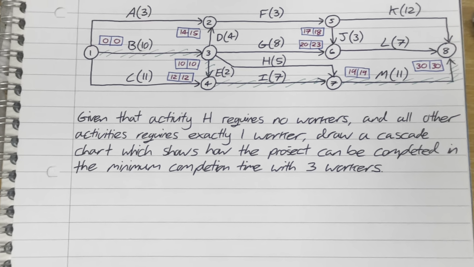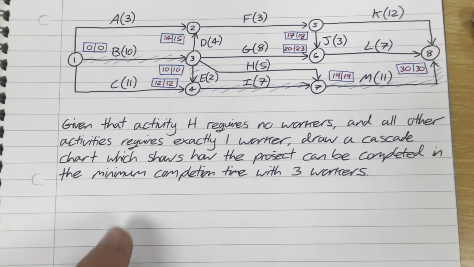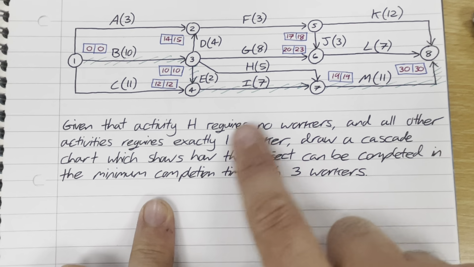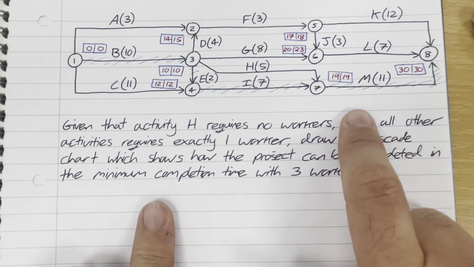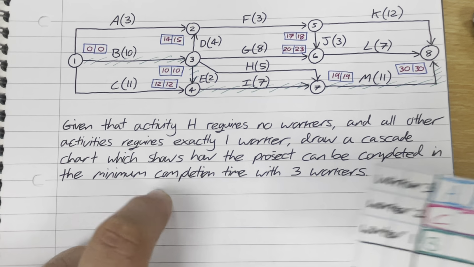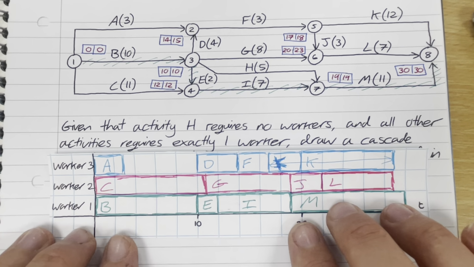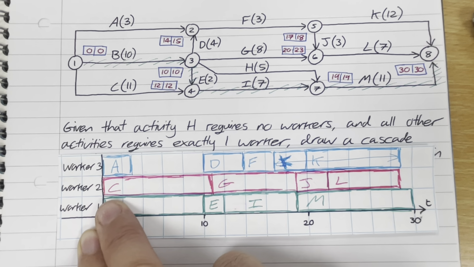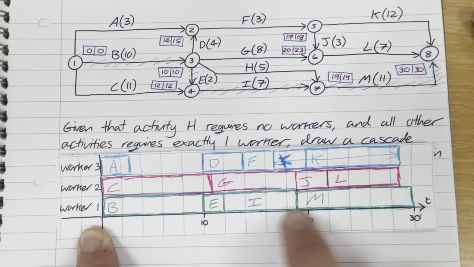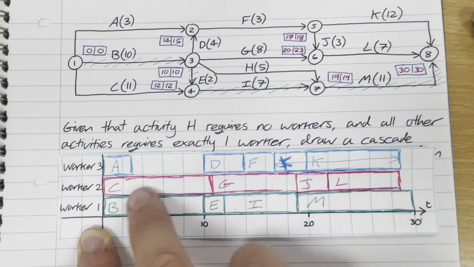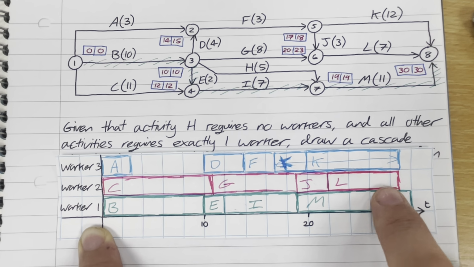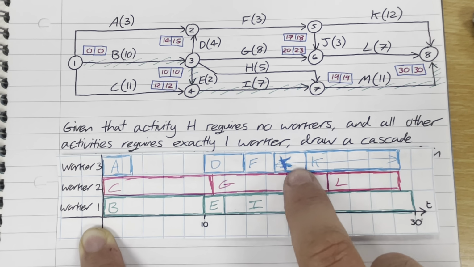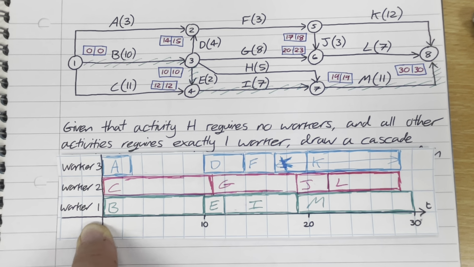So this question is one that we looked at in the previous video. We had activity H, which didn't need anyone to do it, and then we drew a cascade diagram based on this project. And that cascade diagram looked like this, or cascade chart. Each bar represents an activity and each row represents a worker. So we set worker 1 doing the critical activities, worker 2 then did C, G, J and L, and then worker 3 did A, D, F and K. I did make a mistake in the video, but all of that is activity K.